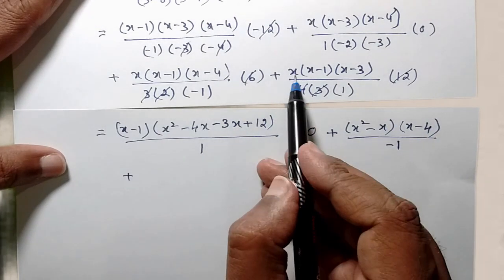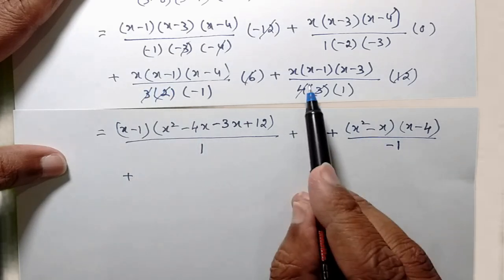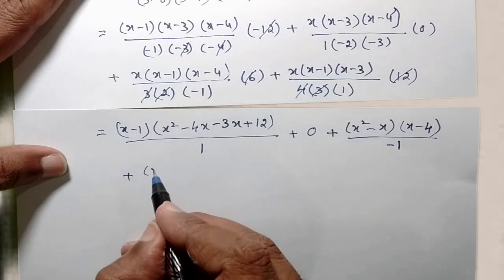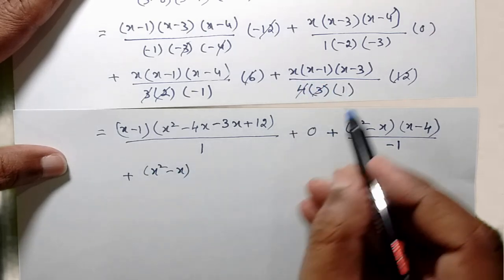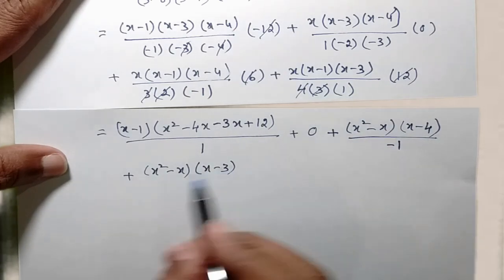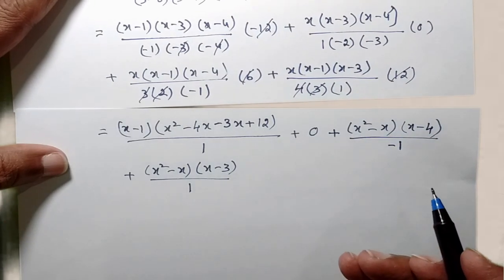Coming to the next term, x into x minus 1 I have already multiplied. That's the reason why I have already multiplied. So now you can write down x into x minus 1 is what? x square minus x into how much? Into x minus 3, whole divided by, because this 12 has been cancelled, only 1 is left out.